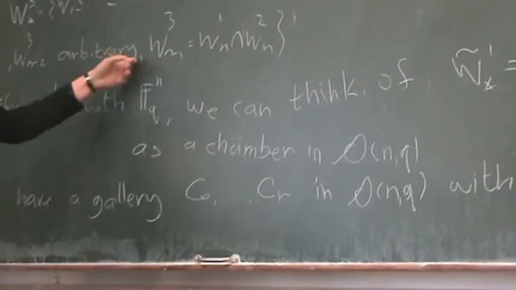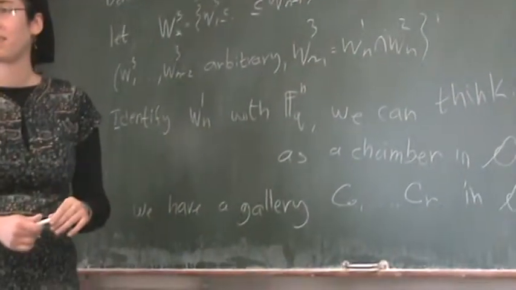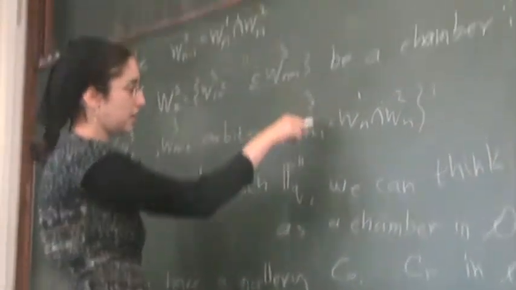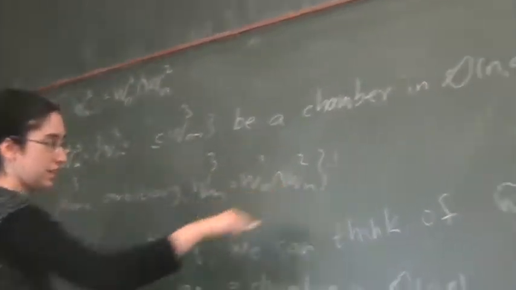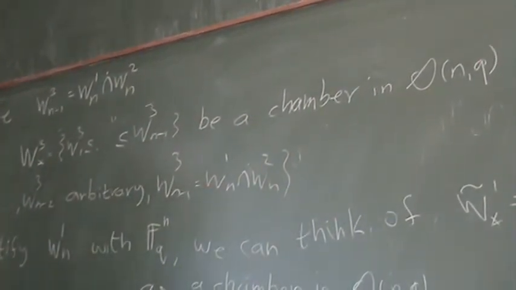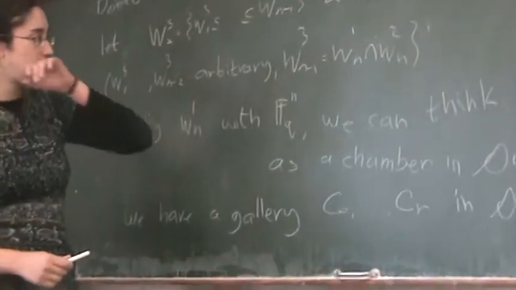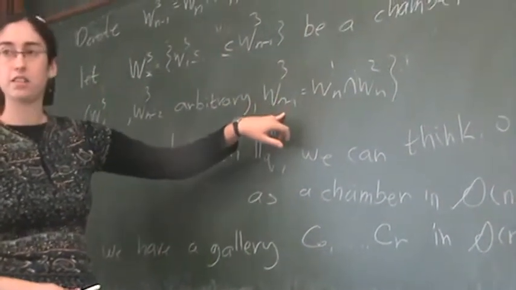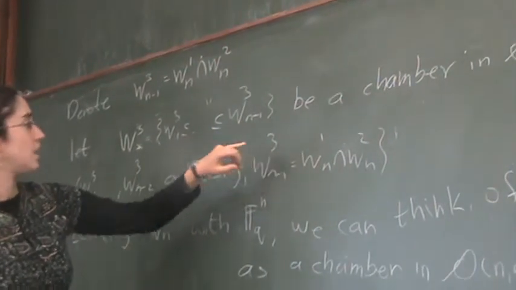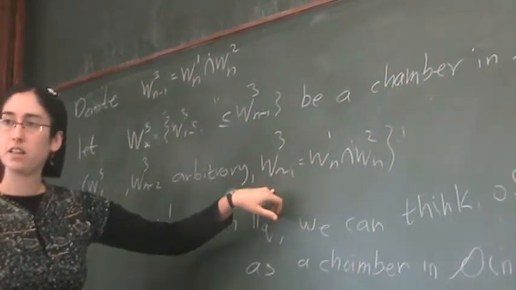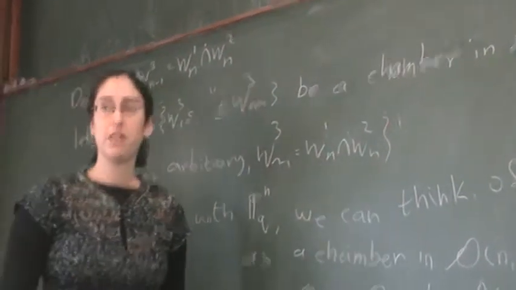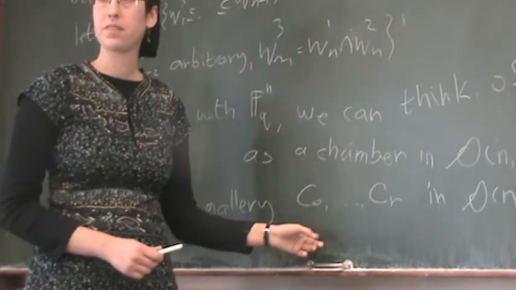Just take the intersection. W3 n minus 1 is W_n intersection W_n1 intersection W_n2. Instead of choosing it completely arbitrarily, you will choose it in this way. W3 n minus 2 will be W_{n-1}3 intersection with W_1 n minus 1, and so on. And then this gallery will be of length exactly n minus 1.